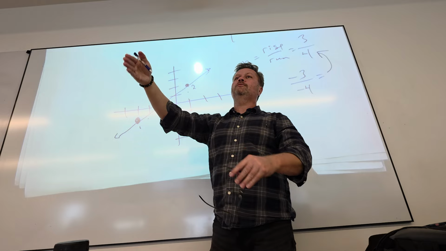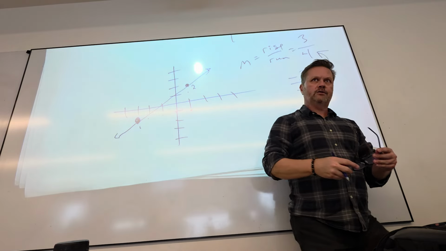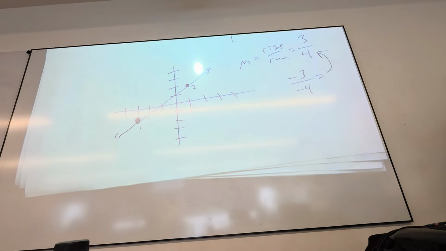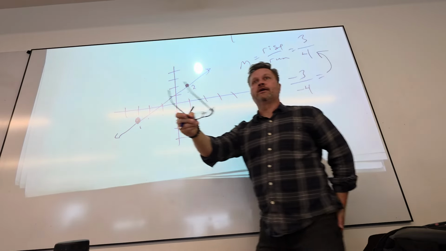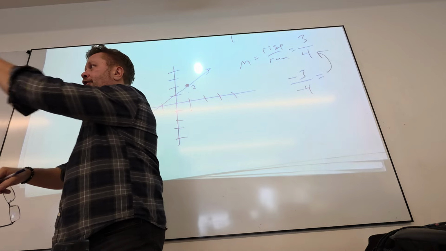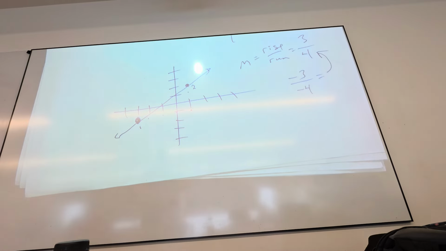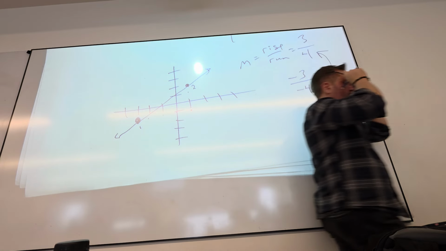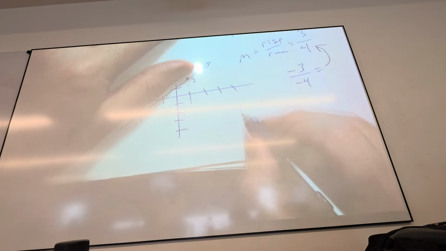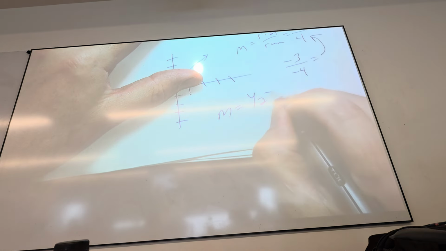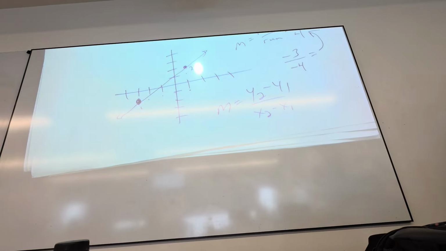So that's y2 minus y1 over x2 minus x1. Graphically, I don't need the y2 minus y1 stuff. I could just count. But if I don't have a graph, and I don't want to waste time graphing, I can just use the formula. It does exactly what the steps do. So the formula for slope is y2 minus y1 over x2 minus x1. If I have a graph, I don't need the formula.